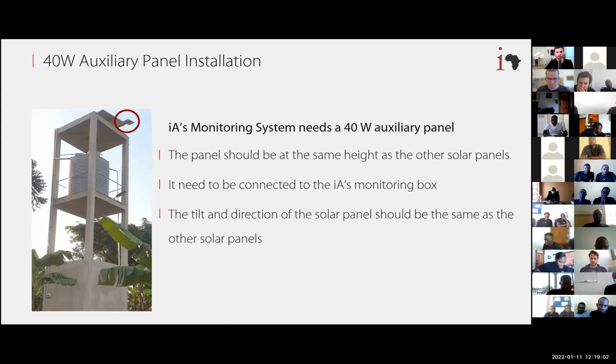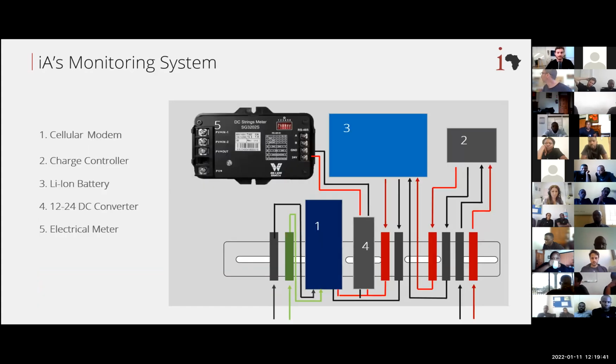Right now, it needs a 40-watt auxiliary panel just to power the monitoring system. Just to make sure, we had a couple of incidents where they put the 40-watt auxiliary panel wrong. They put it like a picture on the wall. So we want it to be at the same height, tilt and direction as the solar panels we already put for powering the pump. It powers only the monitoring box, the IA monitoring box. In the future, we're going to lose it and use a nicer technology, so we won't need the 40-watt auxiliary panel, and we will only use the panels powering the pump. So these are the components of IA's monitoring system right now.